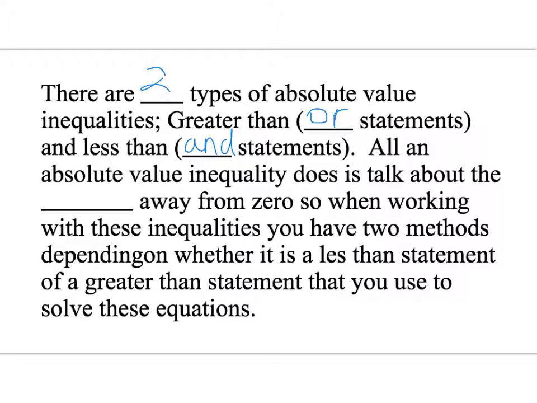Remember, with or, they usually look like arrows pointing away from each other, and with and, they usually look like the arrows pointing towards each other. All an absolute value inequality does is talk about the distance away from 0. So when working with these inequalities, you have two methods, depending on whether it is a less than statement or a greater than statement, that you use to solve them.